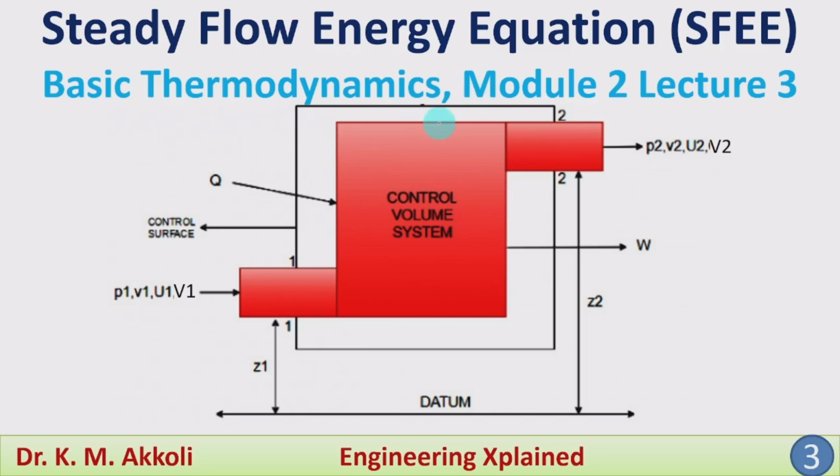And this is a part of the basic thermodynamics module 2 lecture 3. Here we are going to consider certain flow systems for which we have to derive the steady flow energy equation. The flow system is where the flow of the fluid takes place. Systems like steam turbine, gas turbine, water turbine, pumps, nozzles, diffuser, all these are flow systems. We'll take one of them as an example and derive the steady flow energy equation for that system. The same equation is applicable for all other steady flow systems.